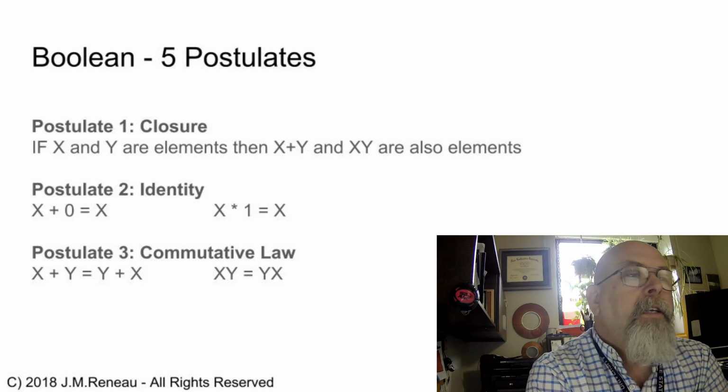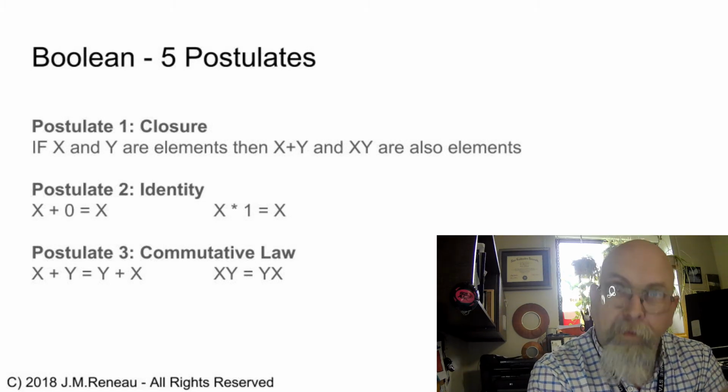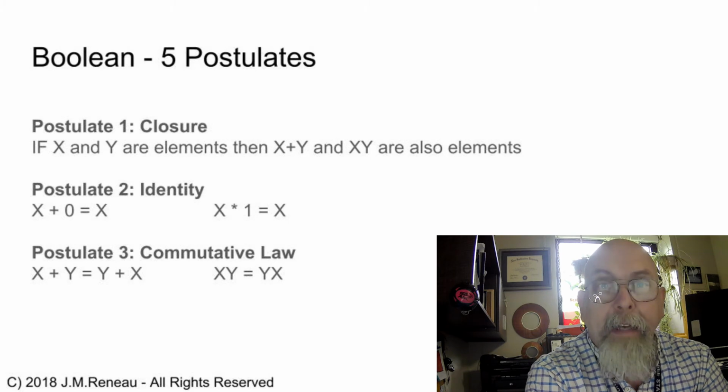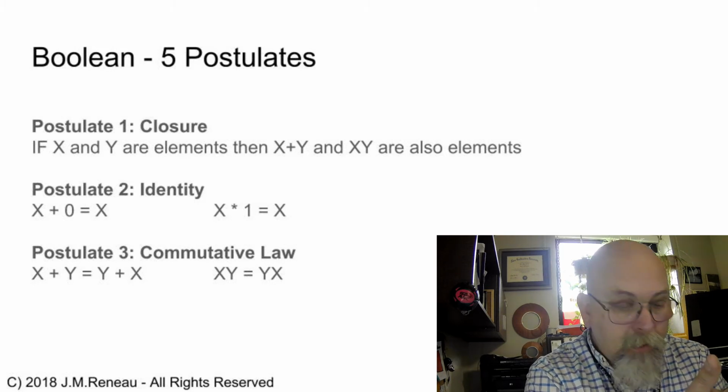The commutative postulate, the commutative law, says that x plus y is the same as y plus x. So true plus false is the same as false plus true. The same goes with multiplication: x times y, or x and y, is the same as y and x. So the Boolean operators and and or are commutative, meaning you can switch them around without changing their meaning.